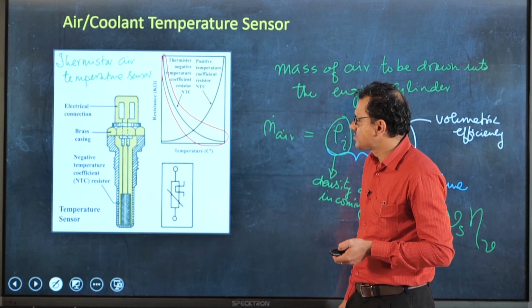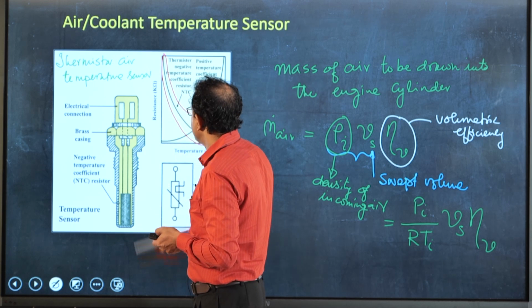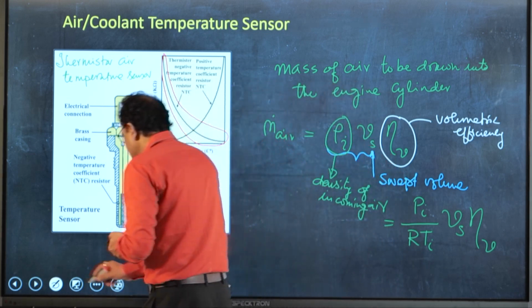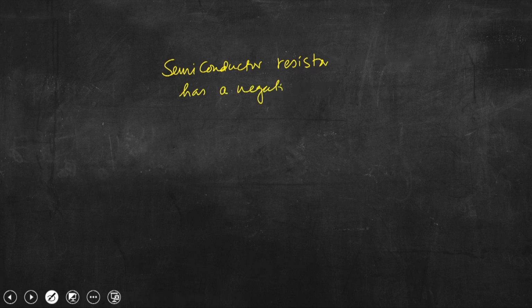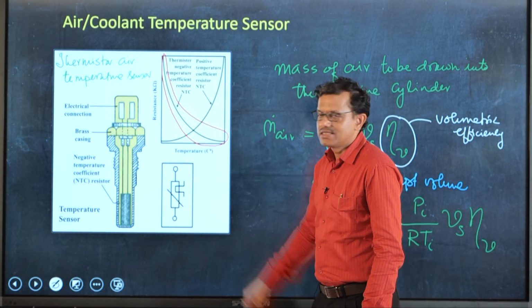So, now let us discuss. This semiconductor resistance has a negative temperature coefficient; with increasing temperature, resistance drops. If I write here, you know that this semiconductor resistor has a negative temperature coefficient, that you can see from this inset figure. With increasing temperature, resistance drops.